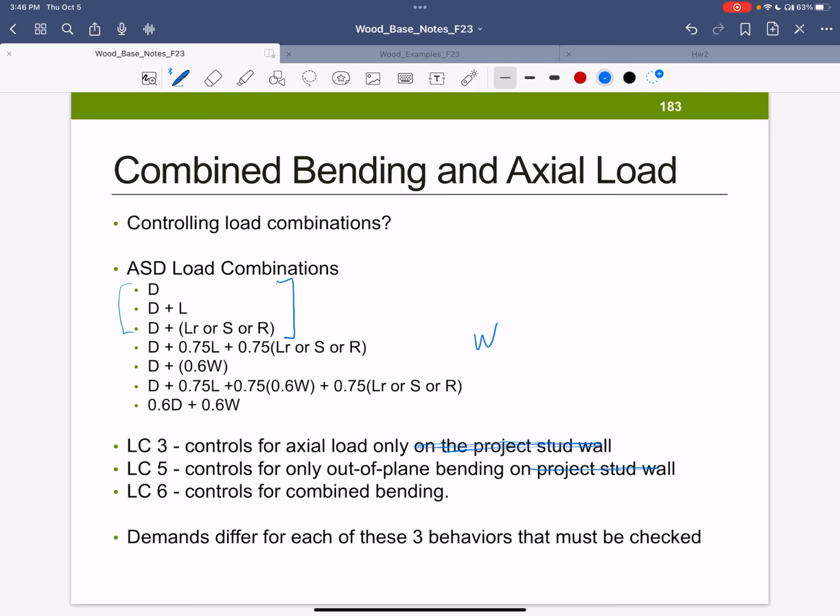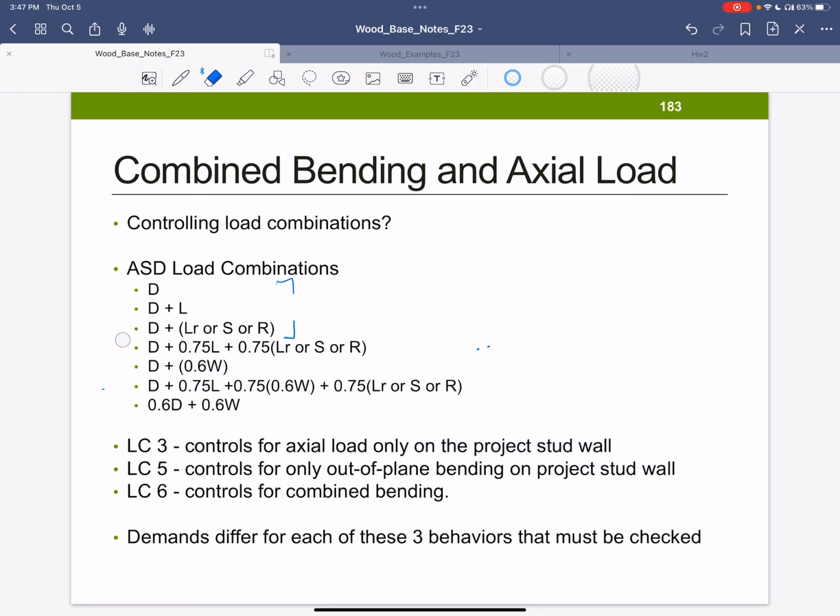If we had out of plane bending, when we add in bending loads, that means we're going to have the W loads here, right? So we'll have all 3 of these, or all 4 of these. We haven't done live with roof plus snow or any of those, so we've been mainly doing the first 3. 6 controls for combined bending, right? So 1, 2, 3, 4, 6 is this one. This is if we had live, wind, snow, the whole works. All right, so don't get too confused here.